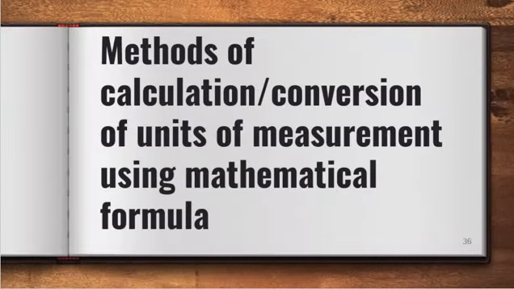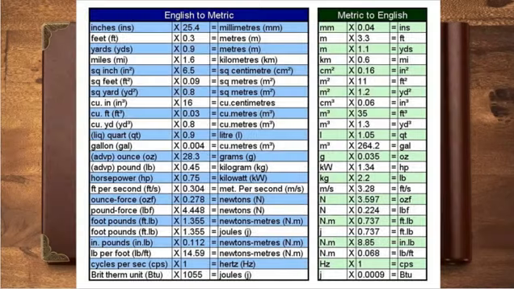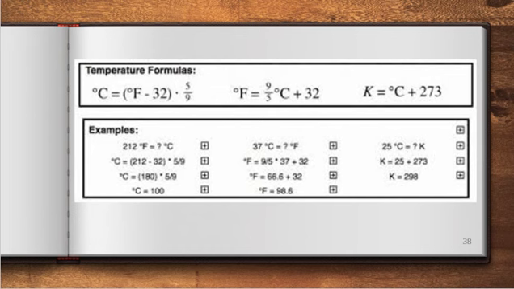Next one, we have the methods of calculation, conversions of units and measurements using mathematical formula. I'm going to show you a table from the English to metric and from metric to English. Actually, you can find this one everywhere. It's everywhere on the internet, so you can get a copy. Then we have here the temperature formulas, if you'd like to turn Celsius to Fahrenheit and Fahrenheit to Celsius or Kelvin to Celsius. Those are the things that you have to remember. Okay, the tools and how to use them properly, how to take care of them properly.